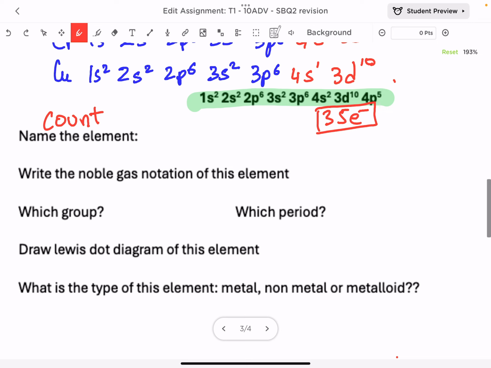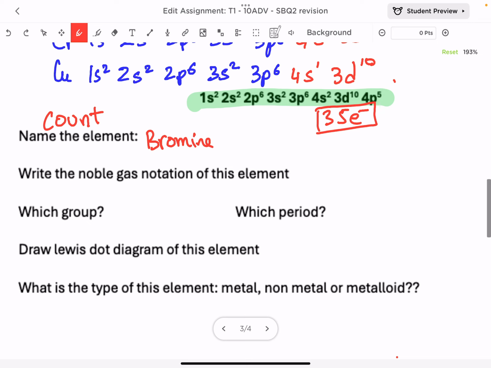I know that you know the difference between name and symbol, but do not write your answer like this, bromine, Br. No. I want you to clearly show me that you know the difference between a name and a symbol. And the question didn't ask for the symbol. Don't put the symbol. So you just write bromine. That's the name. Now write the noble gas notation of this element.